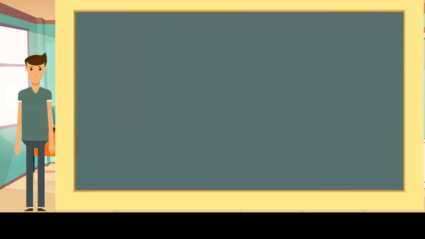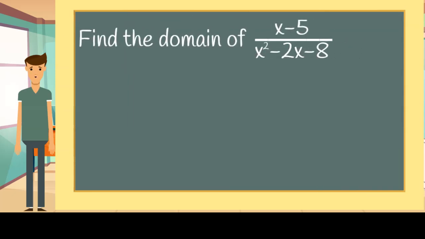Example 2. What is the domain of x minus 5, over x squared minus 2x minus 8? The domain of a rational expression is all real numbers except for those that make the denominator equal to 0. In this case, the denominator is not in factored form, so we must factor the denominator of the given expression. Use the steps in factoring quadratic trinomials, which we have discussed last time.